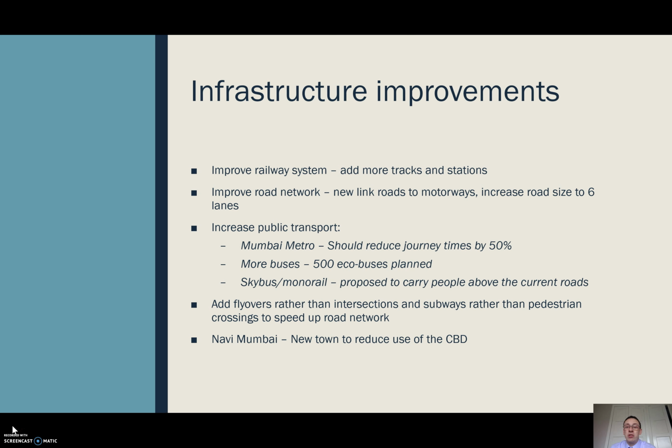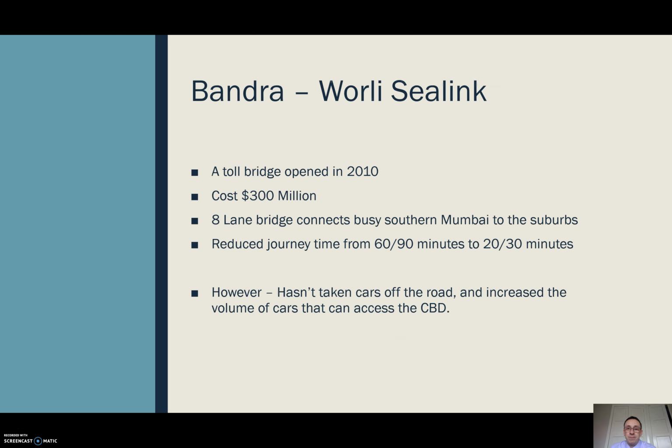Also, for pedestrians, instead of putting in junctions that would take them across roads, add flyovers and underpasses or subways so that pedestrians can get around without the need to slow the traffic system as well. And then last, we've talked about Navi Mumbai before, but Navi Mumbai is a new town that is being put in place to try and, amongst other things, reduce the amount of strain that we have on the CBD.